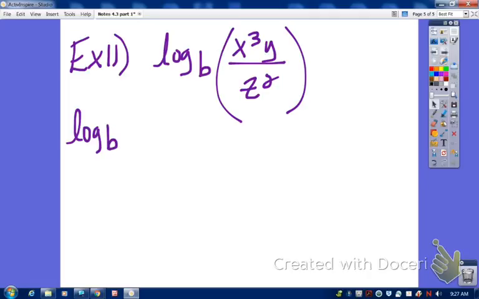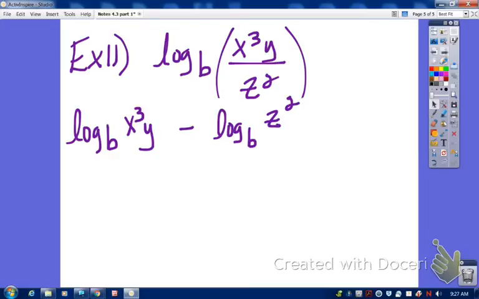So we'll have log base b of x cubed y minus log base b of z squared. And you do have to write that base b every single time, unless it's a common log. If it's a common log, you won't write the base. If it's not a common log, you have to write that little base every single time. Okay? Now, this is what I call a problem in a problem. Once you get it expanded out into 2 logs, each log actually expands out into more logs.